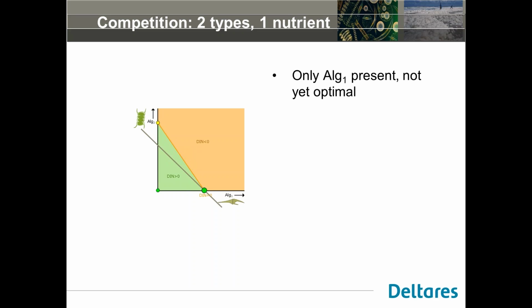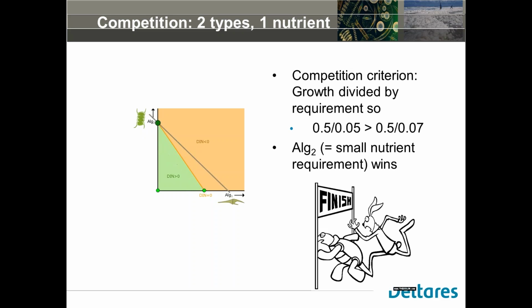because if we wait long enough during this competition experiment, then algae 2 will be the winner. And how can we check this? We can check this because, as I have mentioned, the competition criterion is growth divided by requirement, and for algae 2, the growth 0.5 divided by the requirement 0.05 exceeds 0.5 divided by 0.07. So algae 2, the one with the small nutrient requirement, wins.